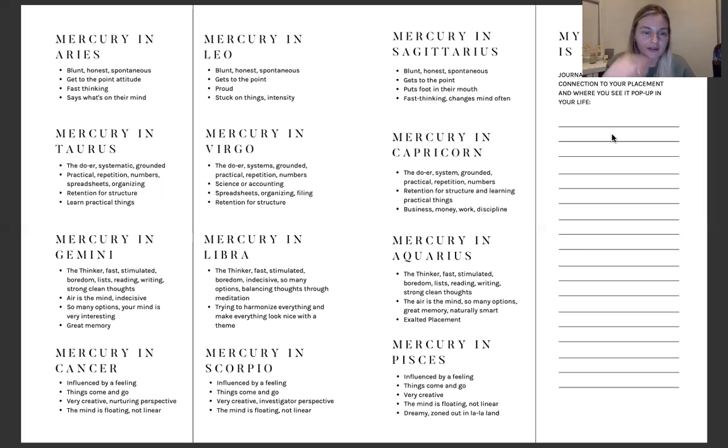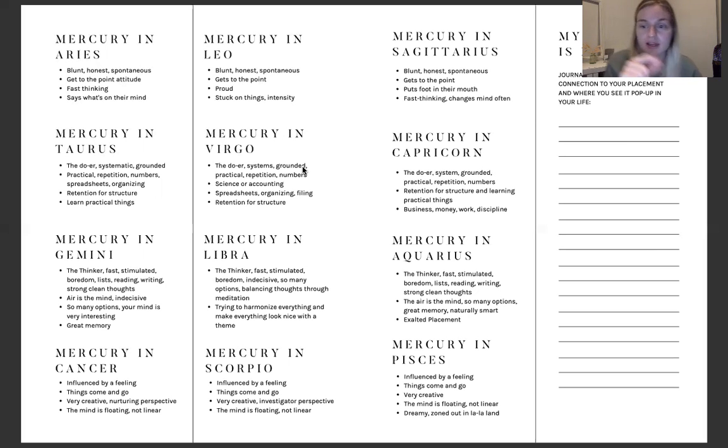You're going to see, for example, Mercury here in Gemini, Mercury here in Libra, it says the thinker, fast, stimulated, because they're both air, but I changed it up a bit. For all earth Mercuries, they're the doer, the systematic, grounded, right? They're unique to that zodiac sign, but the elements really stay true to everything. That's why we learn the elements first. So I'm not going to read through all of these.